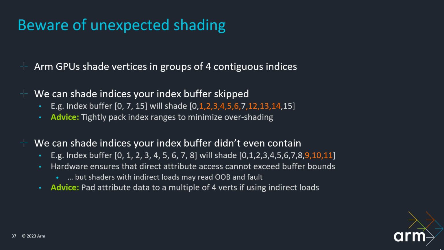The one that catches people out is that we can often shade indices that your index buffer didn't even contain. So here we have an array of 9 indices, 0 to 8. Again, because of the grouping of 4s, we're going to shade 9, 10, and 11, even though they may not exist. And that can run off the end of your mesh data in your buffers. If it's a direct attribute access, we guarantee it won't run across the end of the buffer bounds, but it may cause a fault on indirect load if you're using that value to address another array in the shader. Recommendation here is if you are using any indirect loads in your shaders, pad your meshes to a multiple of 4 vertices. Just replicate the last vertex as many times as needed to do that. That guarantees that the out-of-index shading won't cause any problems.